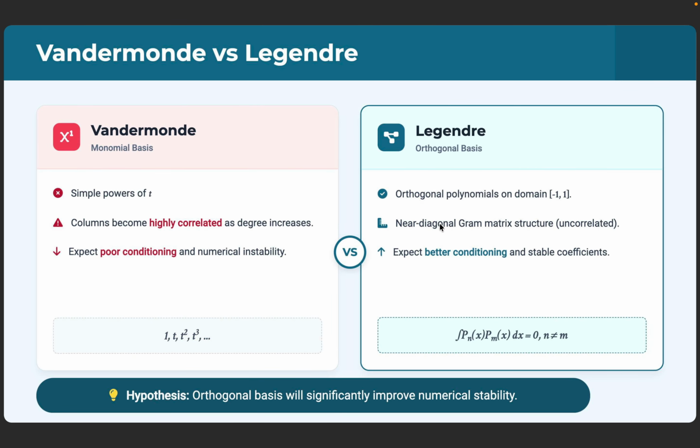In this slide, we will discuss Vandermonde versus Legendre. The Vandermonde basis uses simple powers of the input variable. As the polynomial degree increases, these columns become highly correlated, leading to poor conditioning and instability. The Legendre basis, being orthogonal, has nearly uncorrelated columns and therefore better numerical stability. So our hypothesis is that an orthogonal basis improves regression stability.